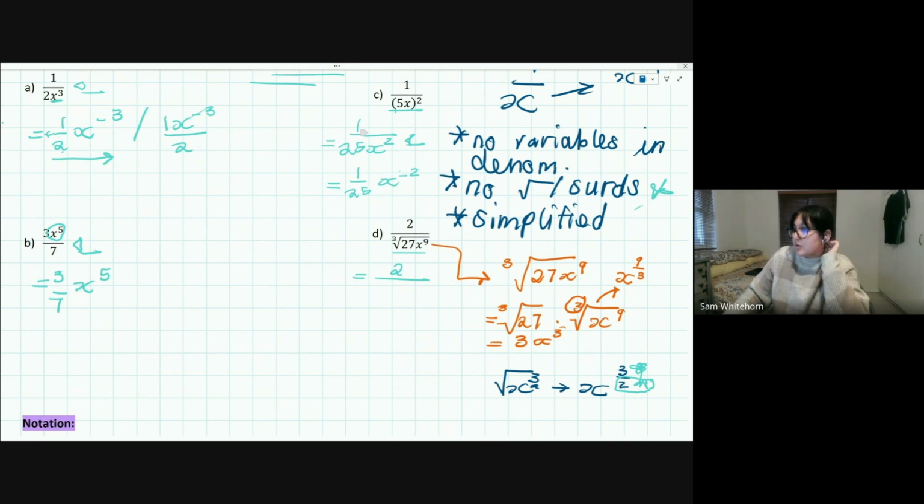So if we go back to our question, we now need to deal with the 27x to the power 9 being cube rooted. I have actually already written down the answer, so we know what it is, 3x cubed.